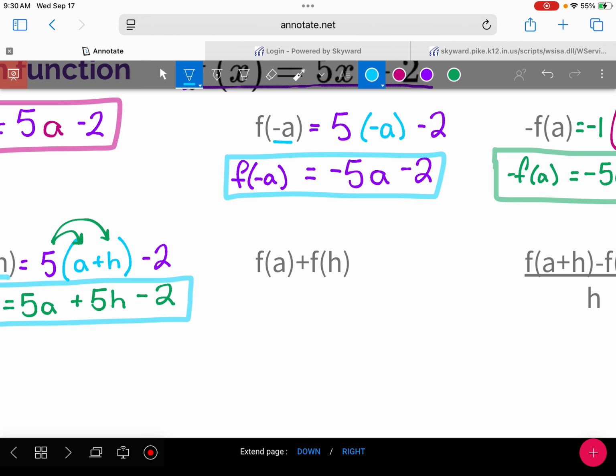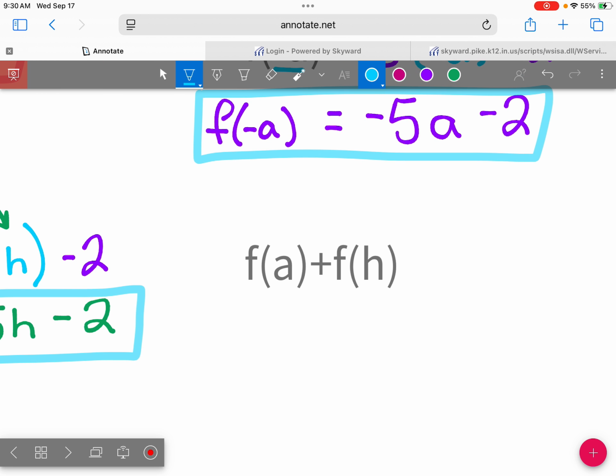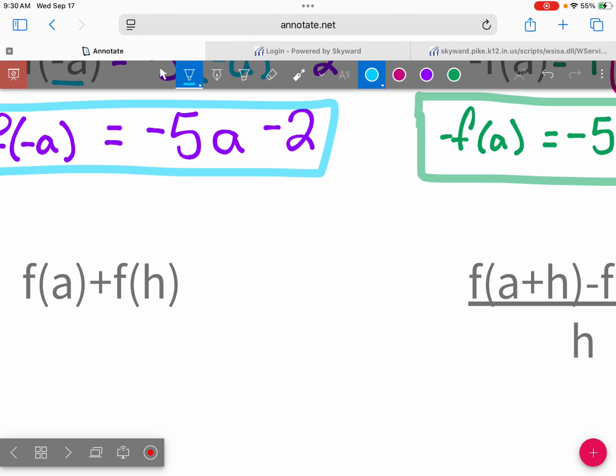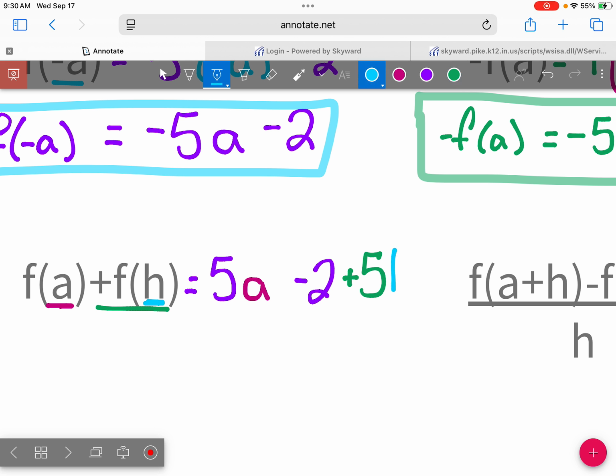Then we'll look at our middle one here, f of a plus f of h. This one is going to take a little bit more space, but not super far, because f of a, we know we've done that, or we can substitute it in ourselves. F of a, so we're going to have our 5a minus 2. And then we're going to add our f of h. So we're going to plus, substituting h in again, 5h minus 2. So we've got our f of a, f of h, and we're adding them together.